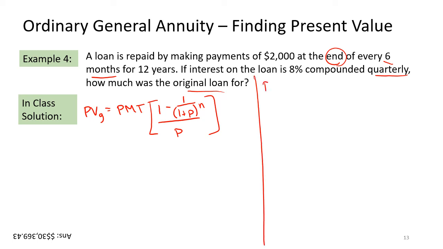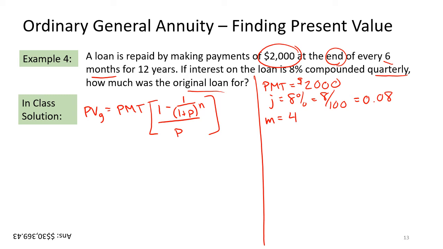So what items do we know? Again, our payment, we know it in the question, $2,000. Our nominal interest rate is 8%, which is given in the question, which is 8 divided by 100, removing the percentage sign, or 0.08. M, our number of compounding periods, well, it's given that it's compounded quarterly. So M in this case is 4. So our periodic interest rate I is equal to J divided by M, or 0.08 divided by 4, which is 0.02.